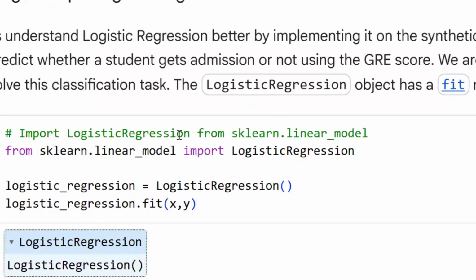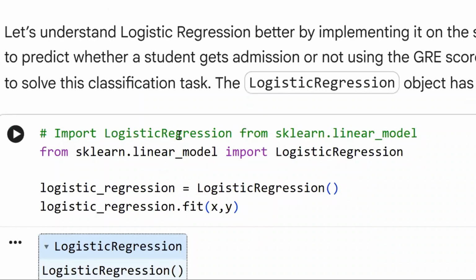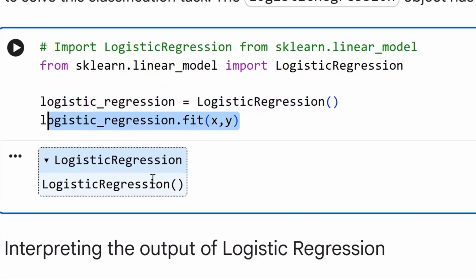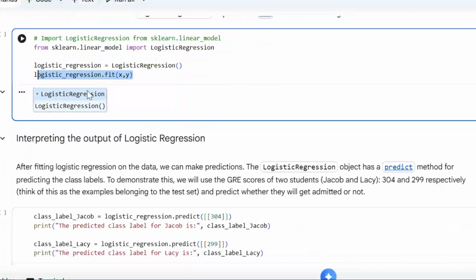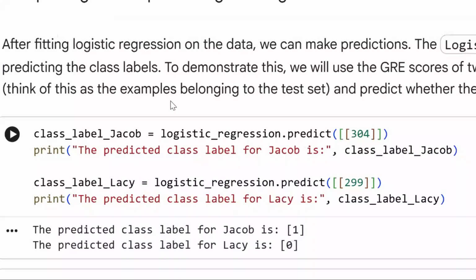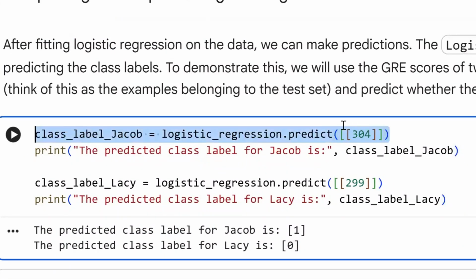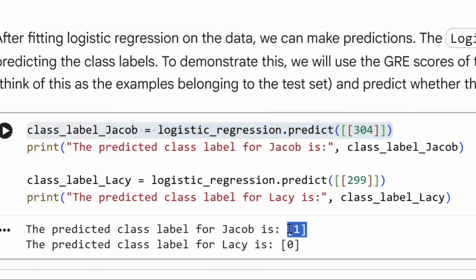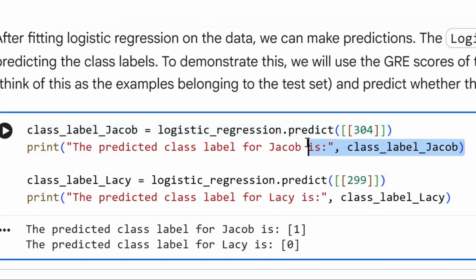I will again simply call that from my sklearn. I will import LogisticRegression from there, call it the model and fit it onto X and Y. So this is your model, and then what you can do is interpret the output of logistic regression. For that, I have predicted the score of Jacob, that is 304. It will give me the corresponding label. One means Jacob is getting admitted to the university.